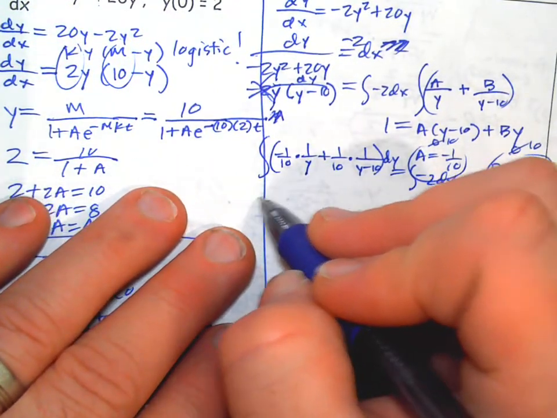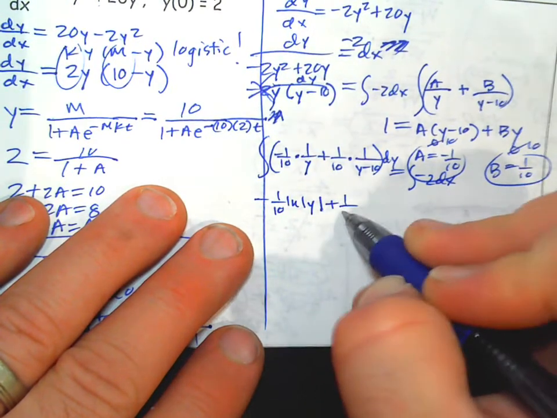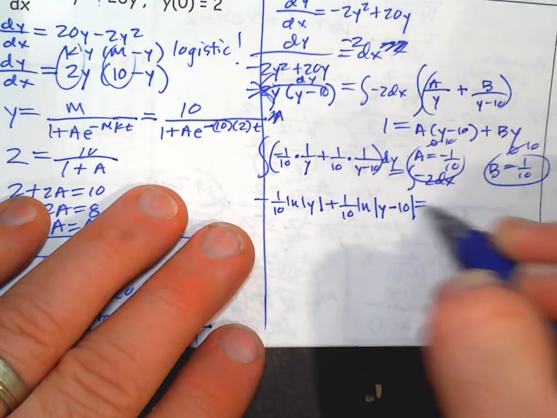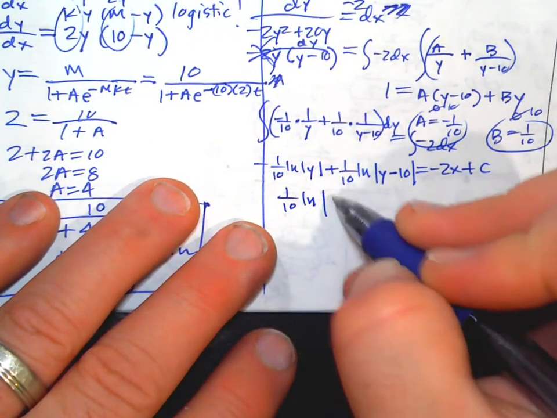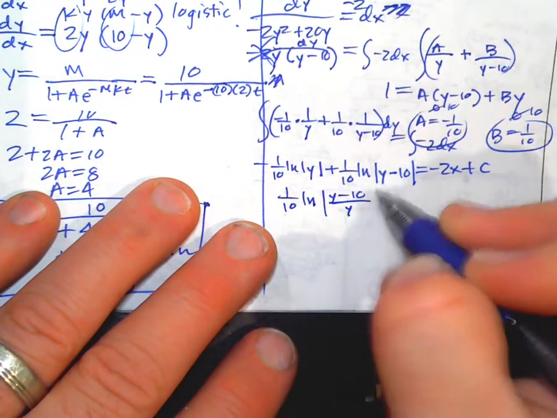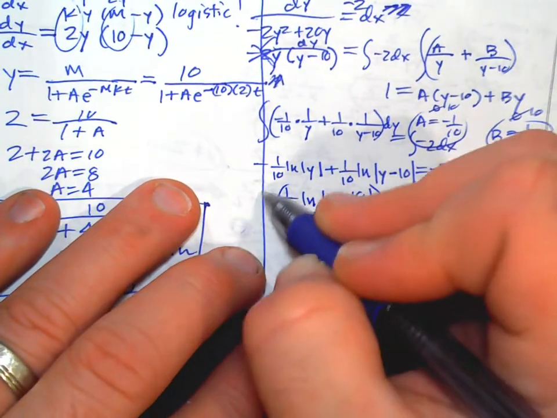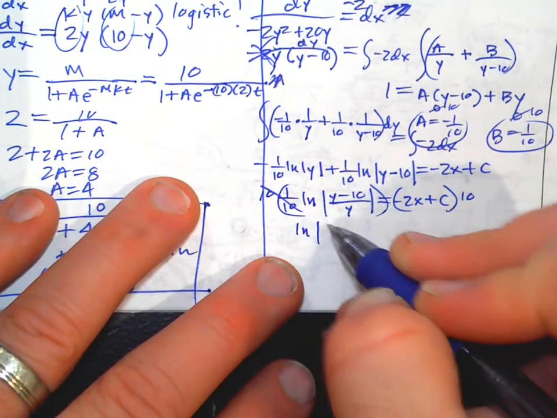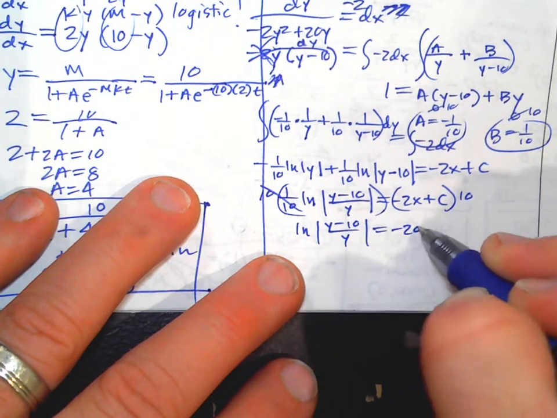So this is going to be negative 1/10 natural log the absolute value of y plus 1/10 natural log the absolute value of y minus 10 equals negative 2x plus c. Let's combine these together: 1/10 natural log of y minus 10 over y. I'm going to multiply everything by 10 right now, because I'd rather not have extra fractions. And I'm just going to write plus c here.